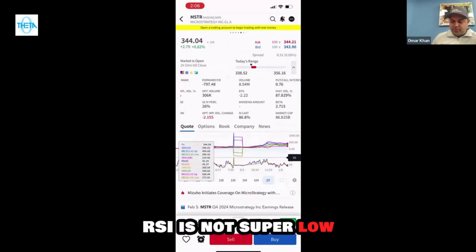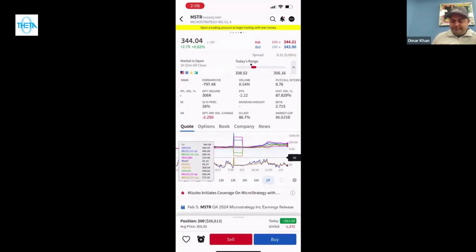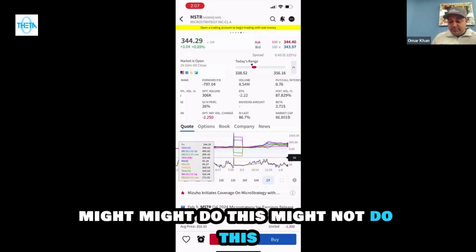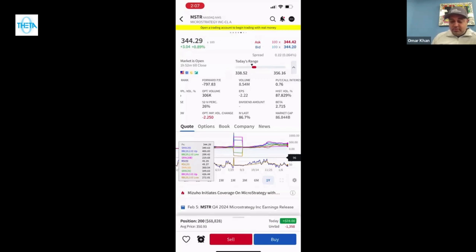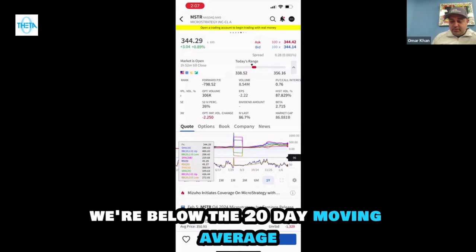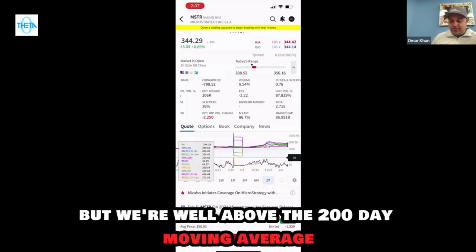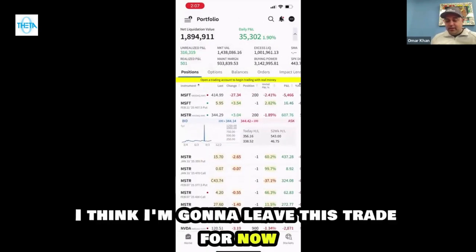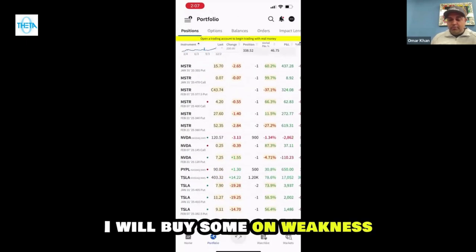RSI is not super low. This is a toss-up, right? Might do this, might not do this. We're below the 50-day moving average. We're below the 20-day moving average, but we're well above the 200-day moving average. I think I'm going to leave this trade for now because I've already got enough shares. I will buy some on weakness.